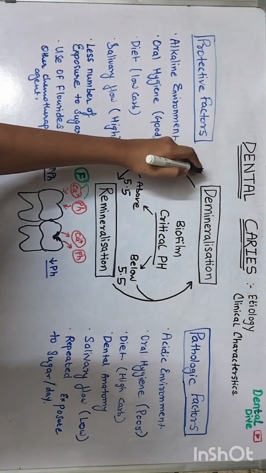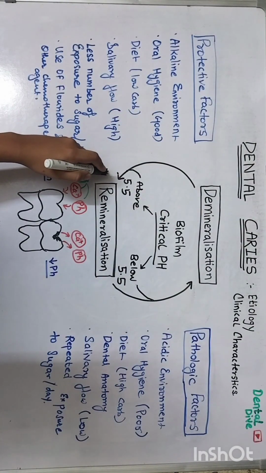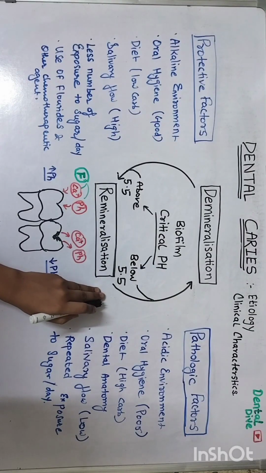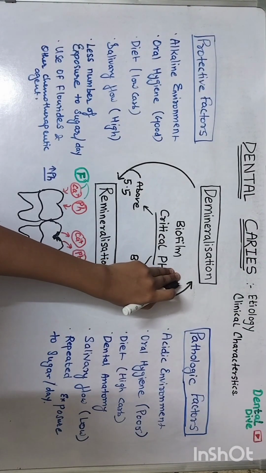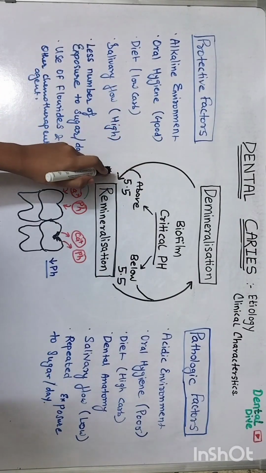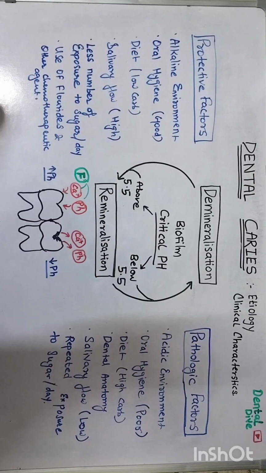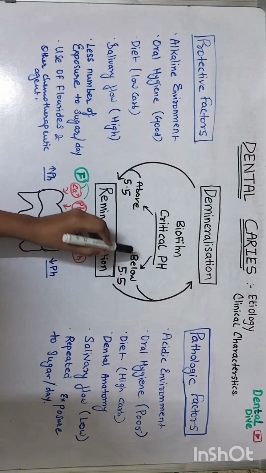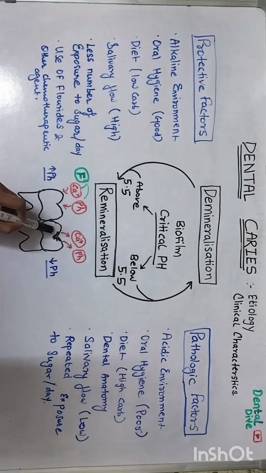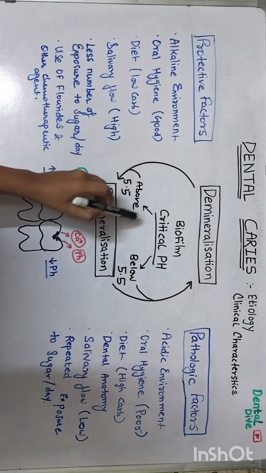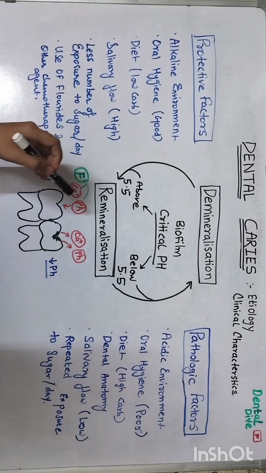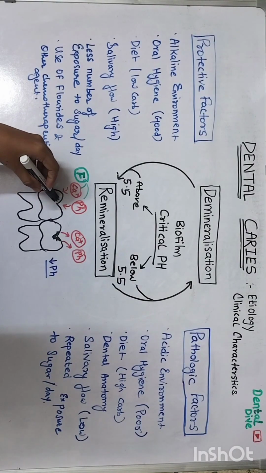This is the demineralization and remineralization cycle of dental caries. If the biofilm pH drops below 5.5, it will result in demineralization. If it is above 5.5, means it is alkaline in nature, it will result in remineralization. Below 5.5 pH, there is loss of minerals like calcium and phosphorus, which will result in dissolution of the tooth structure. Above 5.5 pH, there is restoration of these calcium and phosphorus levels, which results in remineralization of tooth structure.